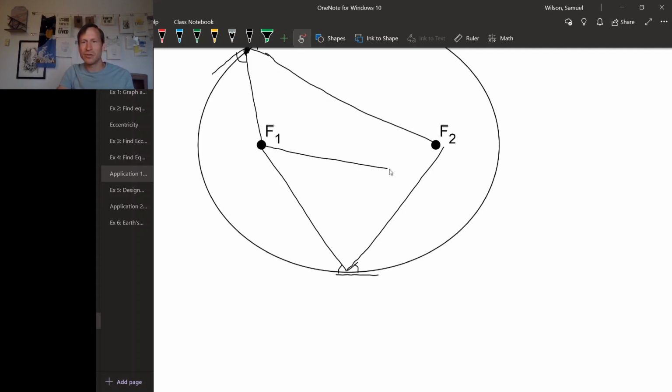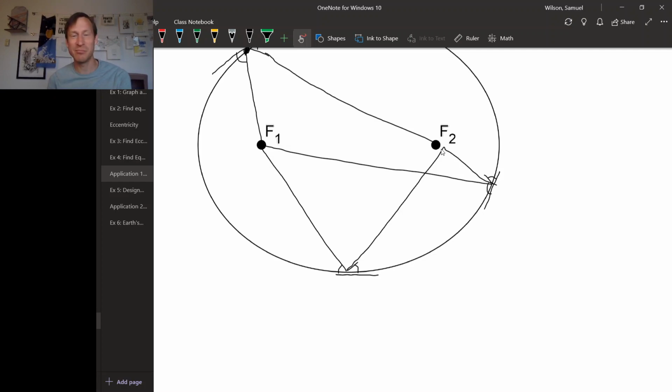And if we go over here, so this is coming in at that angle, so it's going to go out at that angle. And yeah, that's going to the focus too. It turns out that every ray emitted from one focus always bounces to the other focus after it reflects off of the ellipse. This has been taken advantage of in some peculiar architecture.